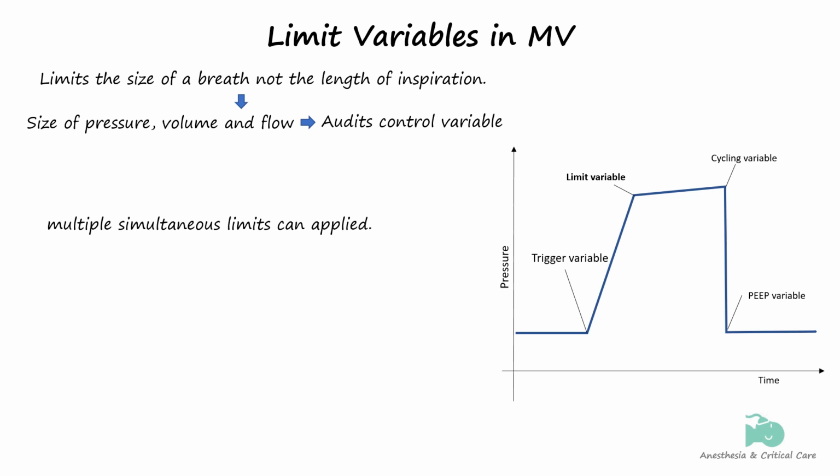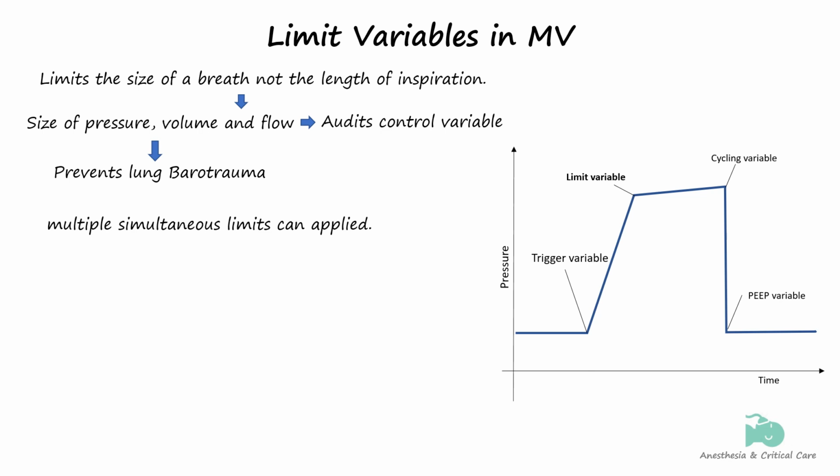In other words, a limit variable is the maximum value a variable can attain during inspiration to prevent lung overdistension, and it refers to the inspiratory phase only. That is not to say that those parameters are completely ignored during the other phases of ventilation. There are still limits in place, but they fall into the territory of safety parameters or alarm limit settings.